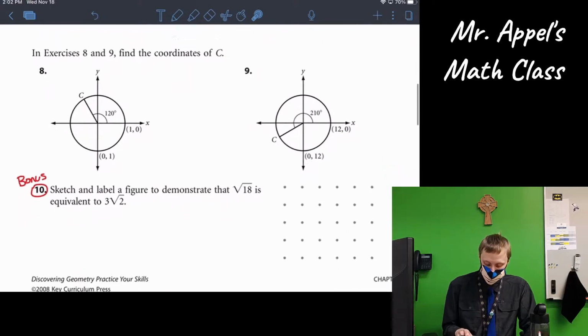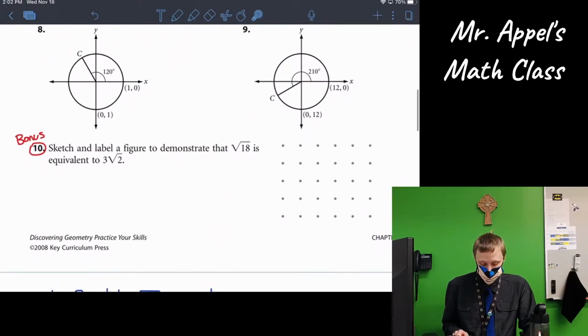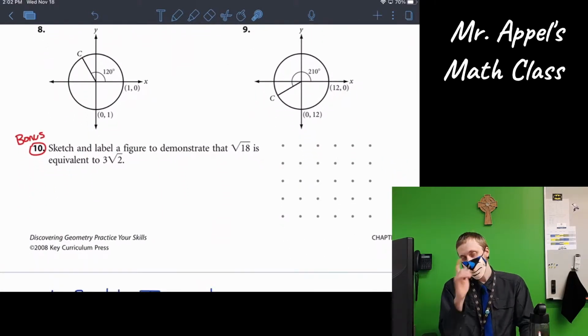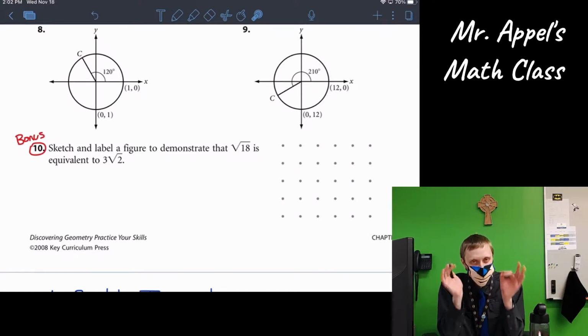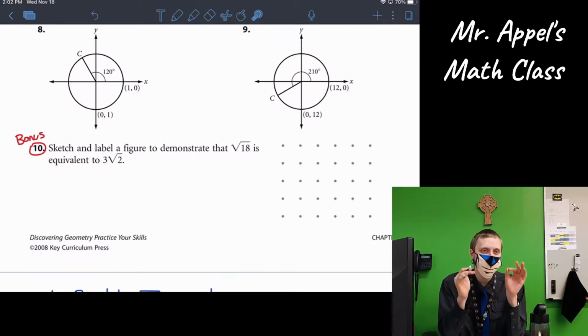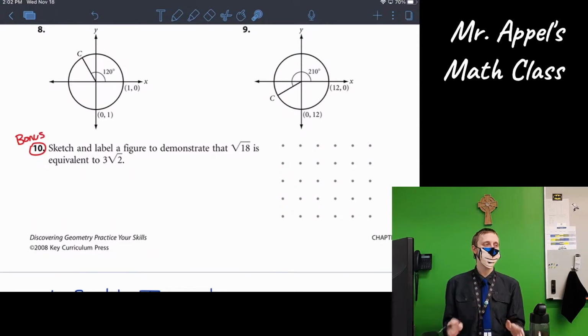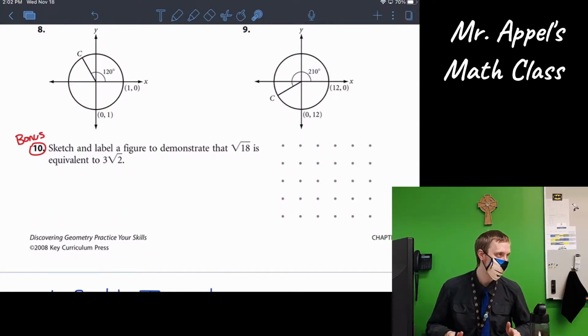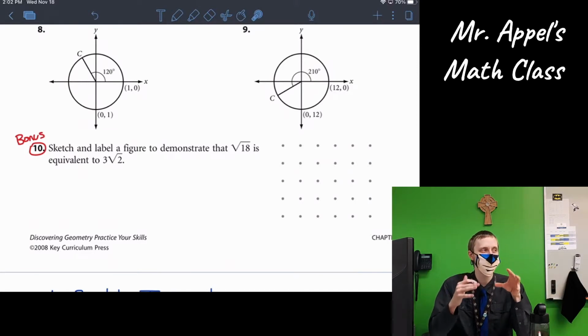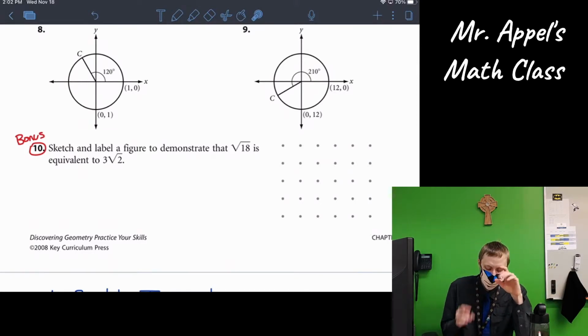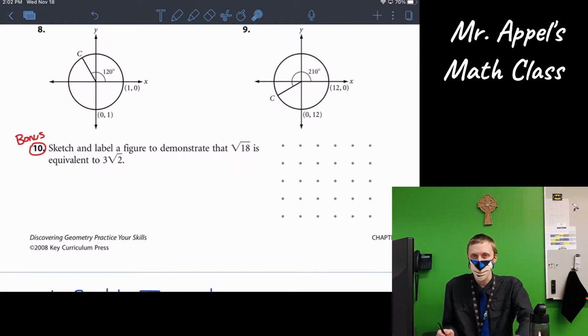And number 10, I'm going to call bonus. You don't have to do 10. But if you do tackle number 10, I will actually give you extra credit points on the homework for this one, because it's actually fairly difficult. This is a deep question here. And it's not so much the connection from square root of 18 to 3 root 2. That's just simplifying radical expressions there.